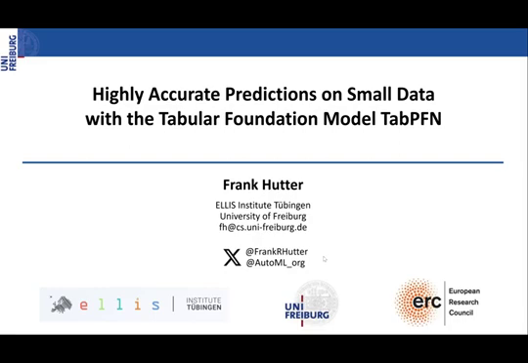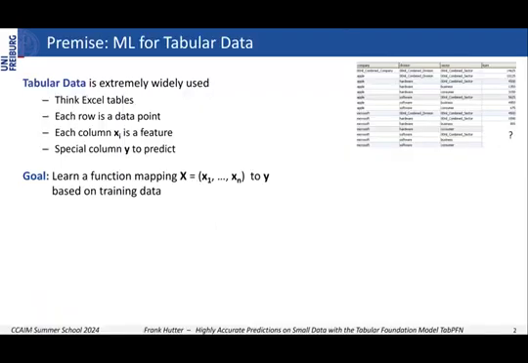Thank you very much for the invitation and for the nice introduction. It's my pleasure to talk about small data predictions for tabular data with a new foundation model called TabPFN. The premise is that machine learning for tabular data is what the talk is going to be about. Tabular data is extremely widely used. Think Excel tables, think databases, there are tables everywhere. Each row is going to be a data point and each column is a feature.